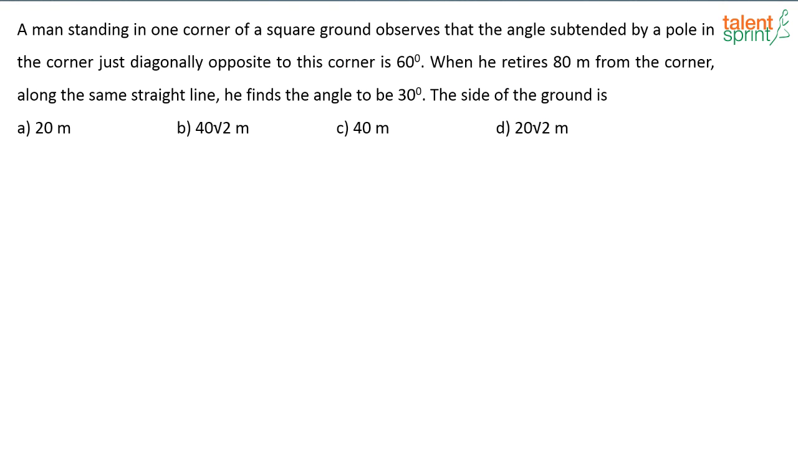Next. So now next question is a very interesting question on heights and distance. So read this question properly and then try it out. If you understand the question, then it is very, very easy to solve. The question is this. A man standing in one corner of a square ground observes that the angle subtended by a pole in the corner just diagonally opposite to this corner is 60 degree. When he retires 80 meters from the corner along the same straight line, he finds the angle to be 30 degree. The side of the ground is dash.